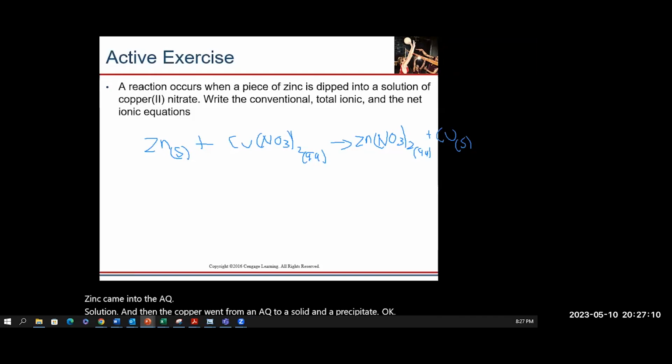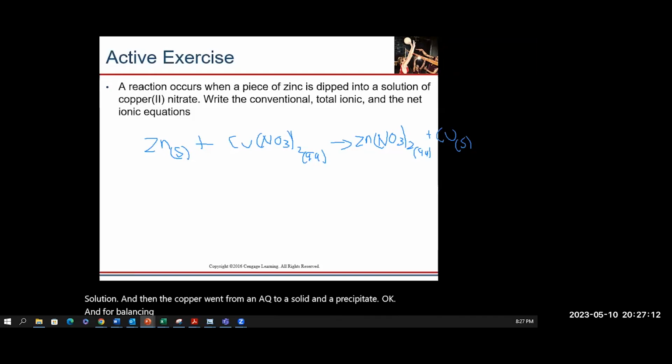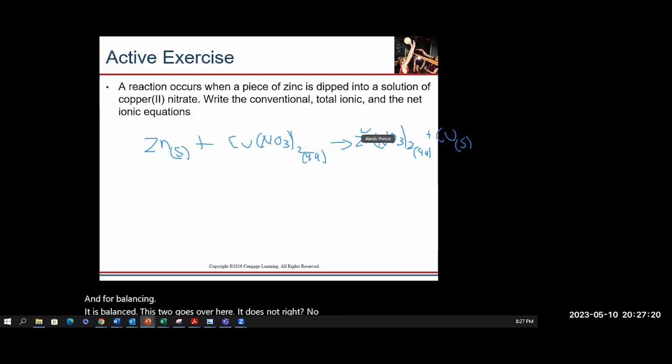And for balancing, it is balanced. Unless the 2 goes over here, it does not, right? Nope. Therefore it's balanced. All right, I'm done. No, you're not. That's just the conventional. I don't know how to do the other one.